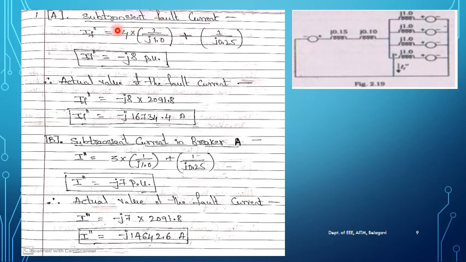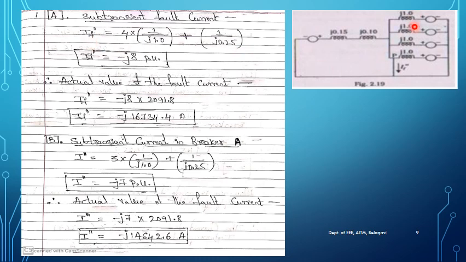Now let us find the subtransient fault current. This was the equivalent reactance diagram we obtained previously, right? The fault is happening at the point P, so we need to find this fault current. Is it clear? During this period of time, the fault current, which is the subtransient fault current, is represented by IF double dash.